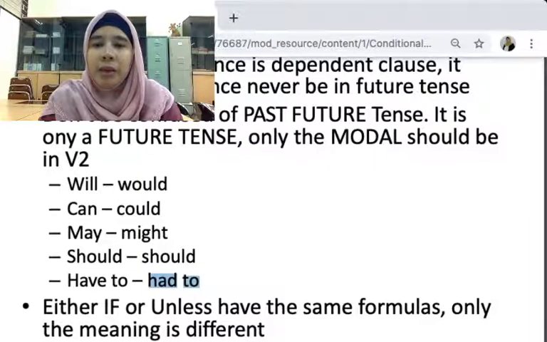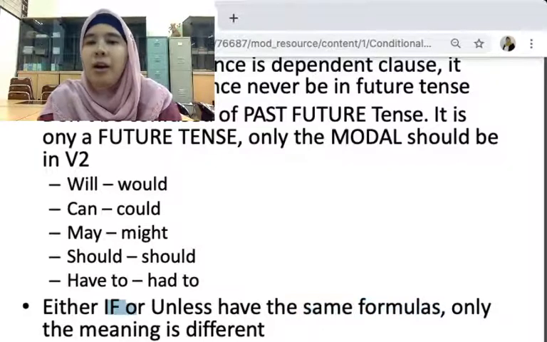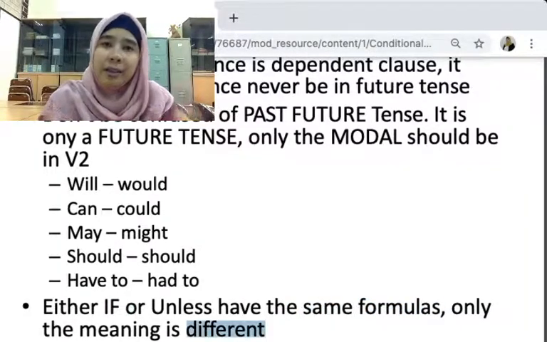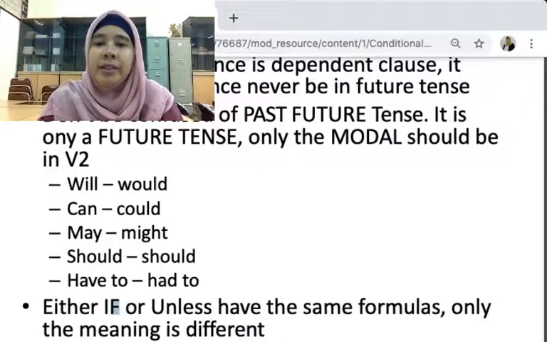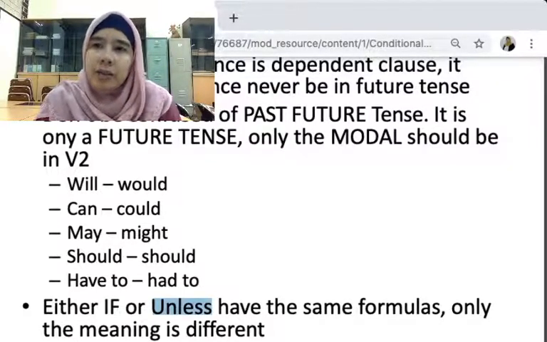So I already said that using if is allowed, and using unless is also allowed. They have the same formula, the same position for if and unless. Only the meaning is different, the literal meaning. If means jika, unless means kecuali. Okay, I think that is the end of my explanations about conditional clause.